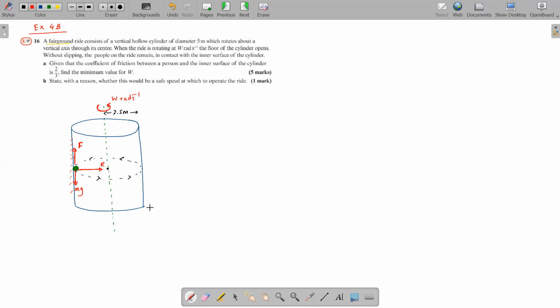All you need to do now is what? In horizontal circular motion, you just have to do two things. Always in horizontal circular motion, you have vertical equilibrium. Vertical forces are always in balance. And the other one is you apply F equal ma towards the center. So let's go for vertical equilibrium.